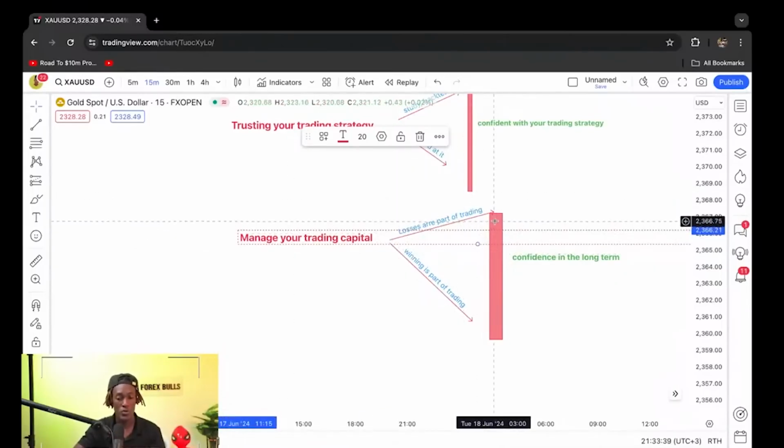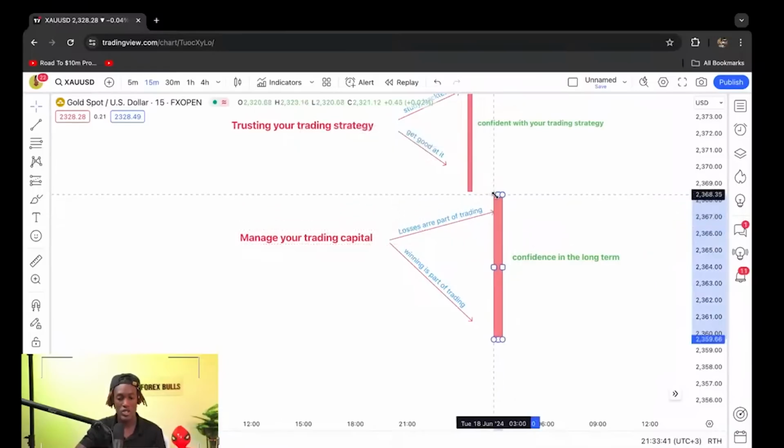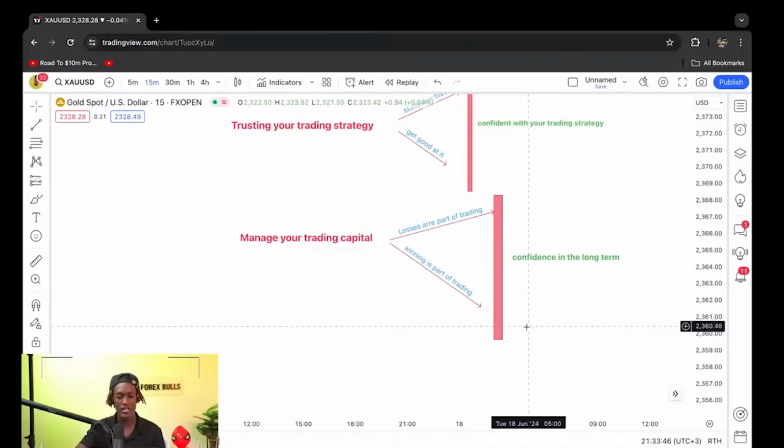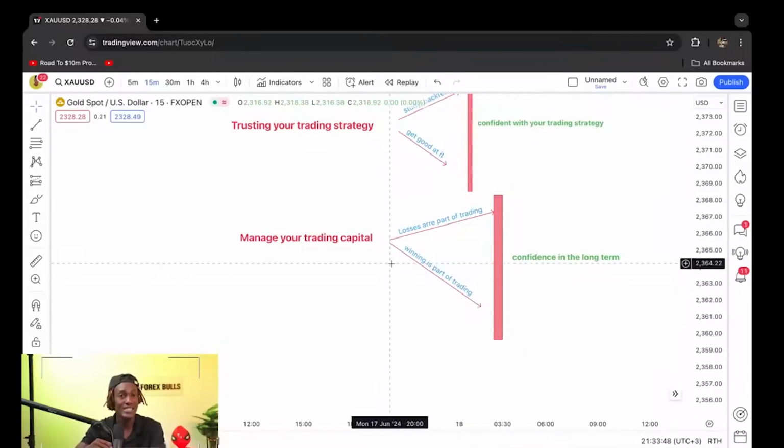But now, how do you go about that, okay? If you can manage your risk and manage your trading capital, you're going to gain more confidence in the long term, because at least you know, say you took a loss today.